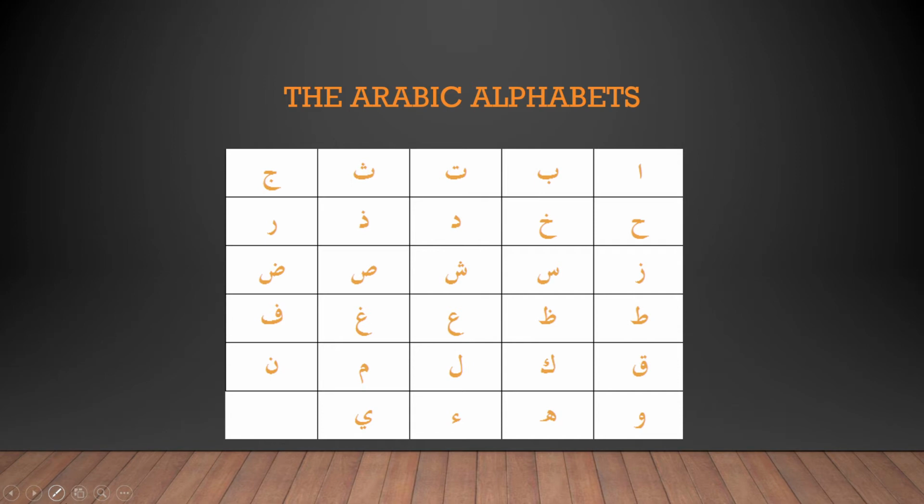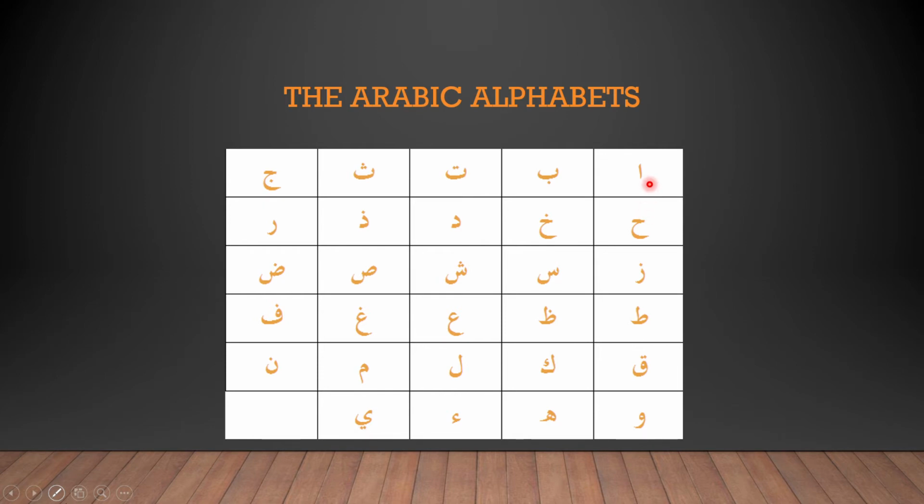So let us start. I'll be reading the letters 2 times for you to learn. Alif, ba, ta, tha, jim, ha, kha, dal, dhal, ra, za, sin, shin, sad, dad, ta, za, ayn, ghayn, fa, qaf, kaf, lam, mim, nun, waw, ha, hamza, ya.